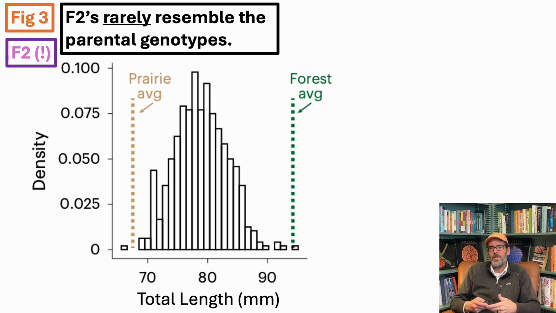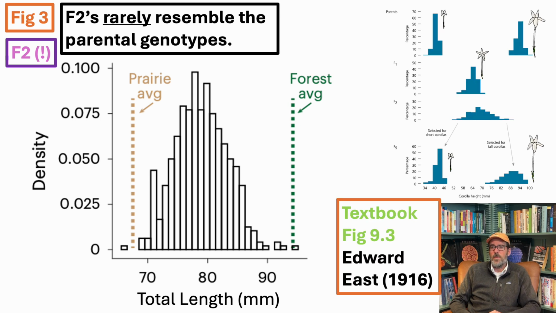And they have this variation in tail length in the F2 population. They've got the average of the prairie population, it's shorter, and the average of the forest population, it's longer. And then they have a frequency distribution of the F2 individuals, which shows quite a range of variation. Remember what Edward East says from our textbook, that only very rarely would the F2 population resemble the parental phenotypes, and that's certainly true in this case too. So it's conforming to Edward East's predictions.